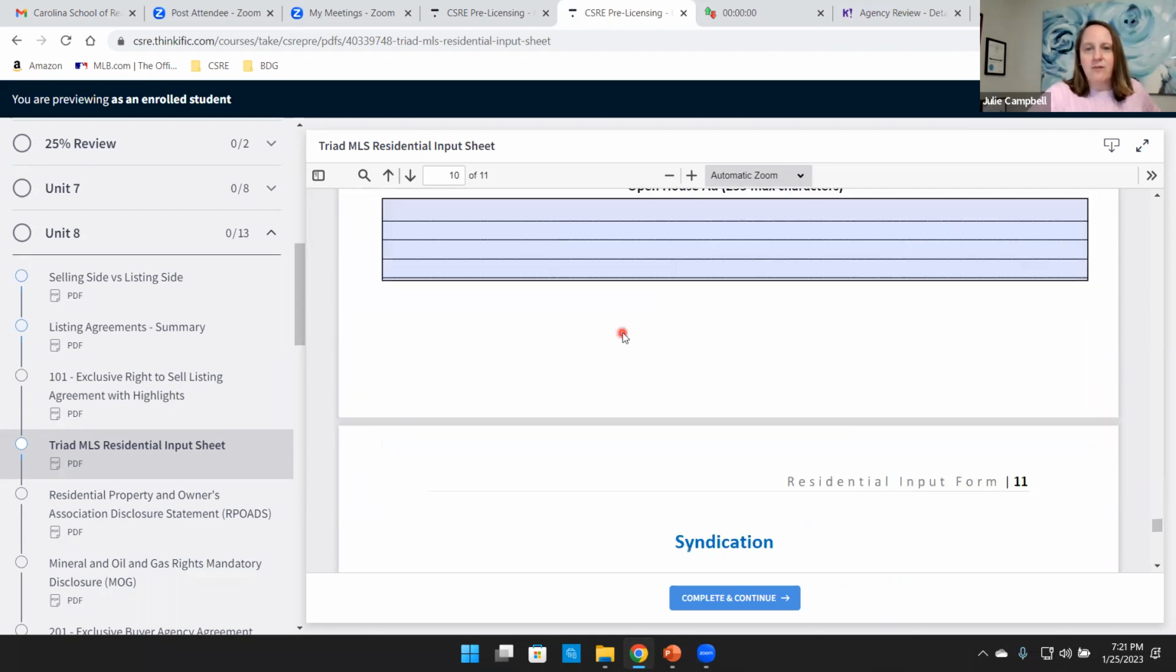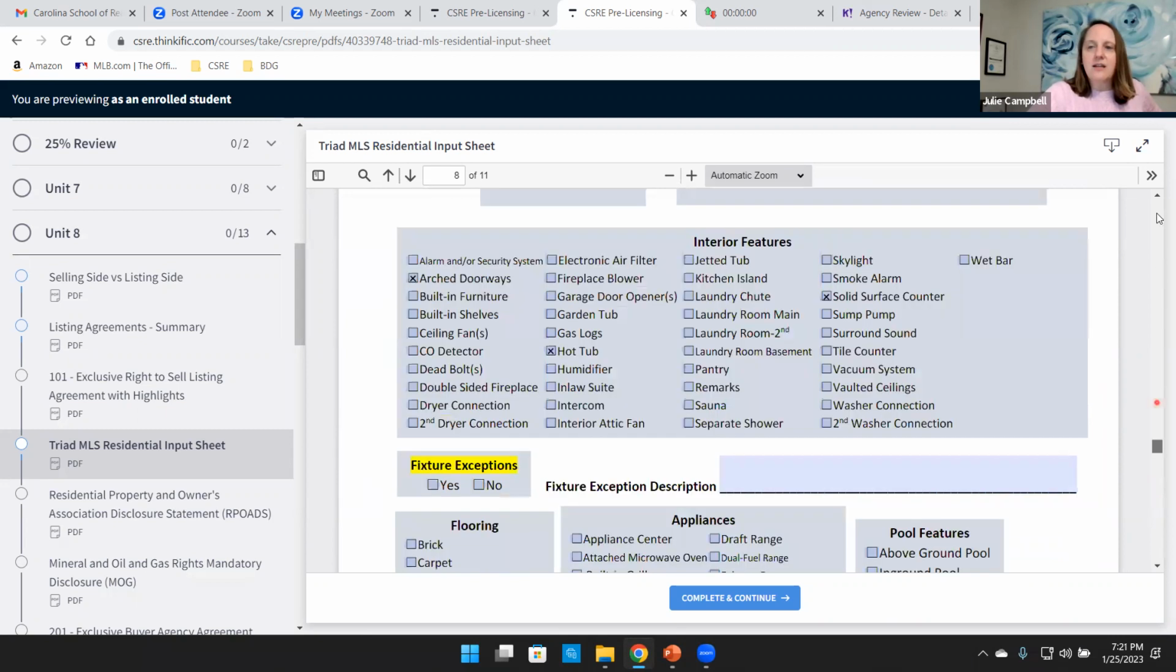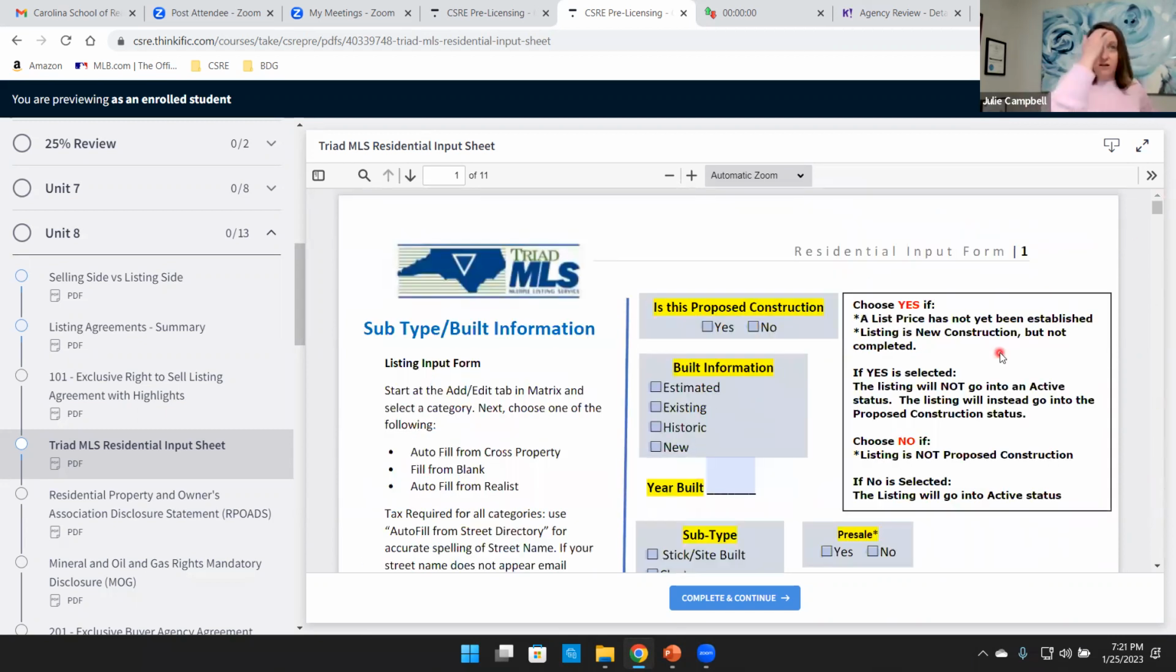You know, just various information. So again, I got this in here for you guys. You're not going to be tested on this, but I think it helps you better understand what you're going to need to gather and get together to list this property.